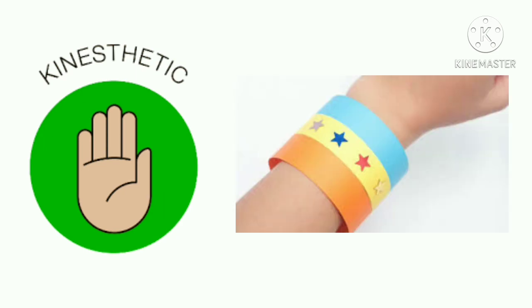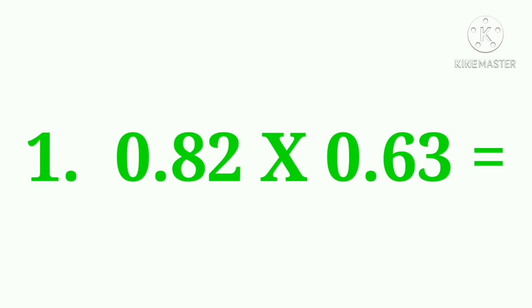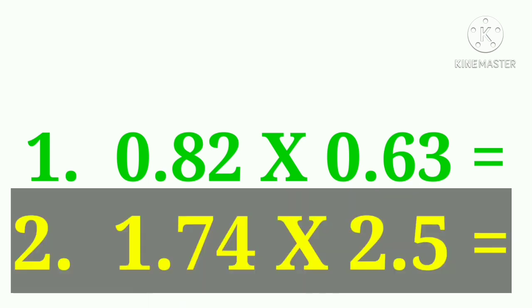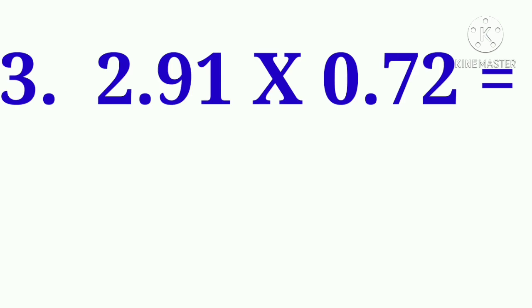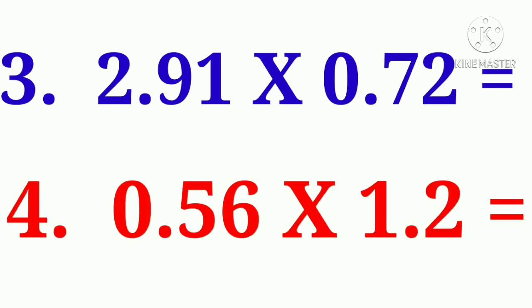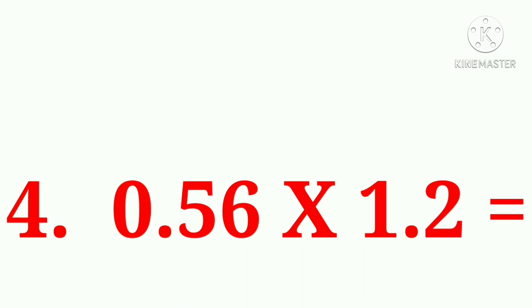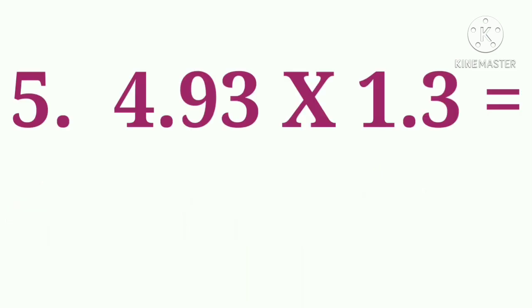For group 3 who are kinesthetic, you are going to make 5 colorful bracelets. And after making the bracelets, you are going to multiply the given decimals and mixed decimals. You are going to write your solution and answer in number 1 in the green bracelet, number 2 in yellow bracelet, number 3 in blue bracelet, number 4 in red bracelet, and number 5 in the pink bracelet.